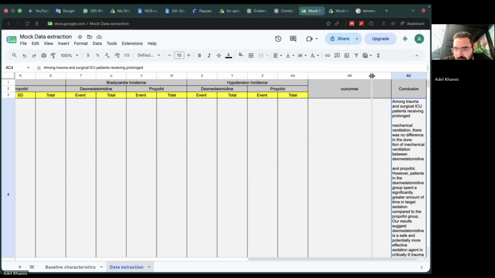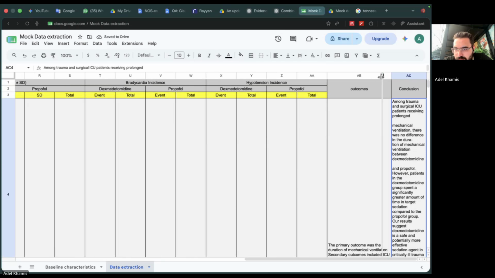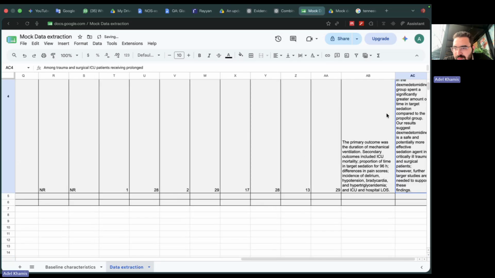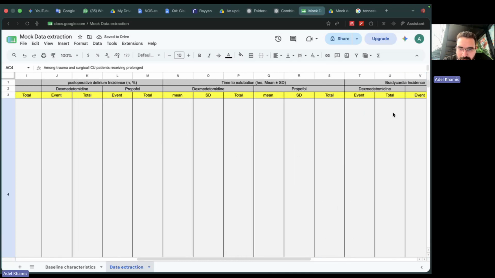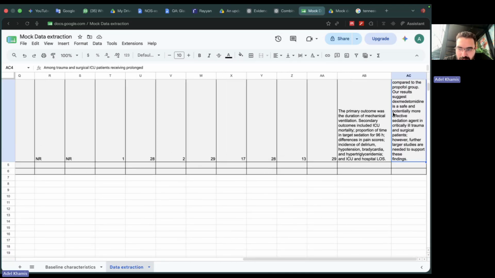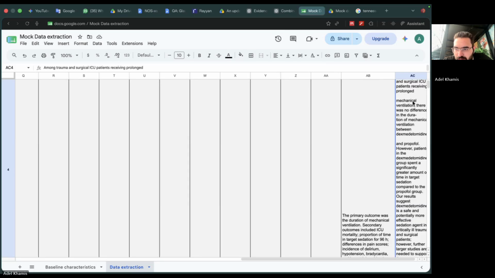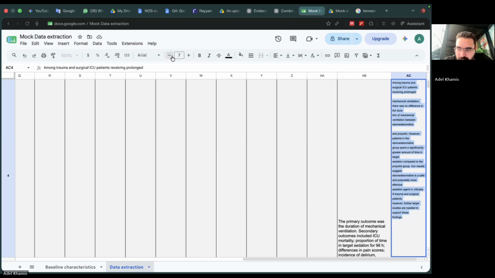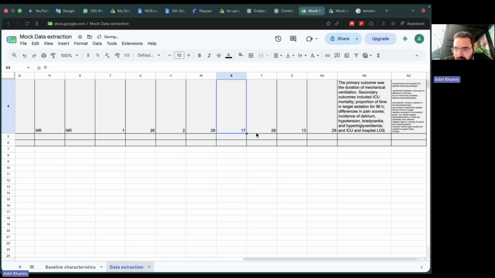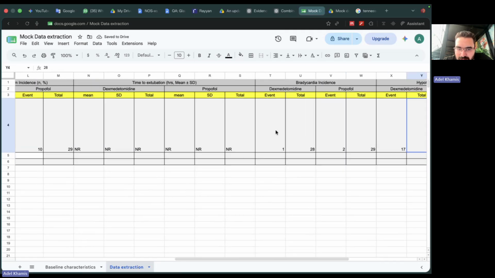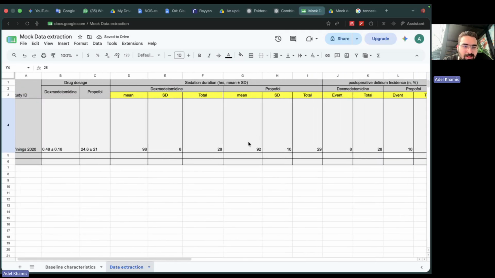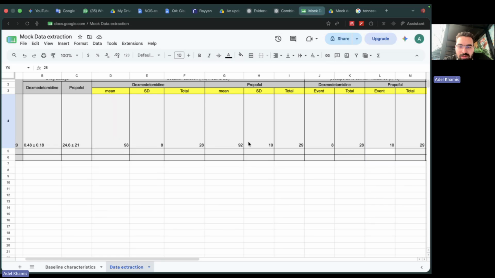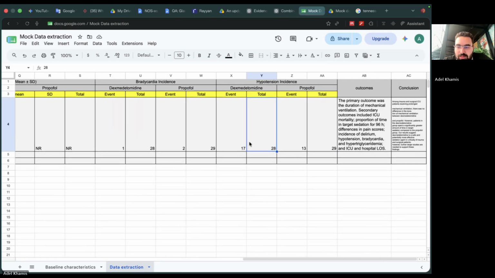Okay, let's say here it is, and that's it. The other parts of it, let's put it like this, just to make it easier for you to see. This is how you extract the information.